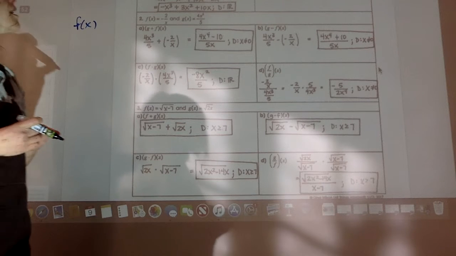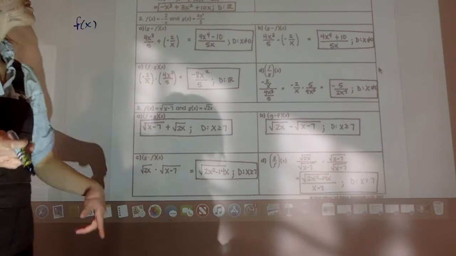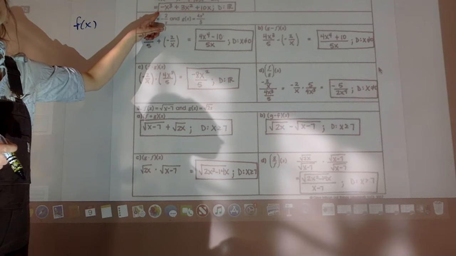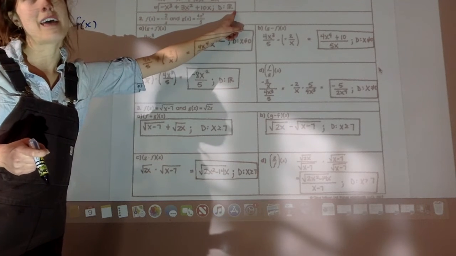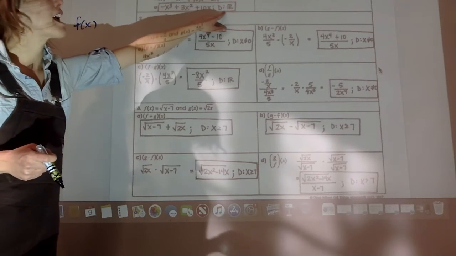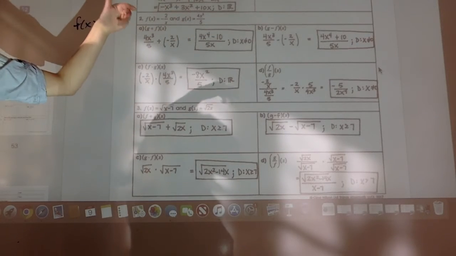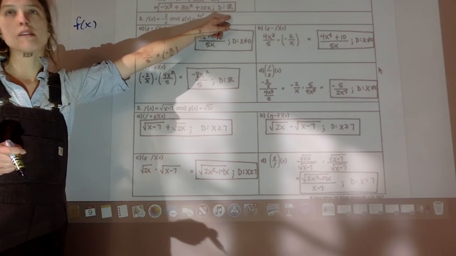Then I combined any terms that were similar, so 5x squared minus 2x squared gives me 3x squared. And then I wrote it in standard form, so I had my highest exponent furthest left, and then went down by the exponent number. So negative x cubed plus 3x squared plus 10x. And because I could plug in any real number for x here and get a real number answer, my domain is all real numbers.